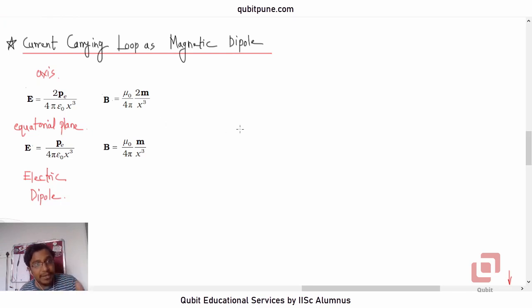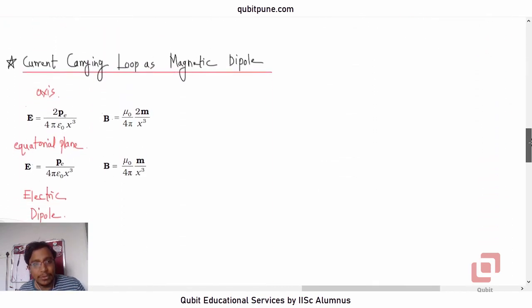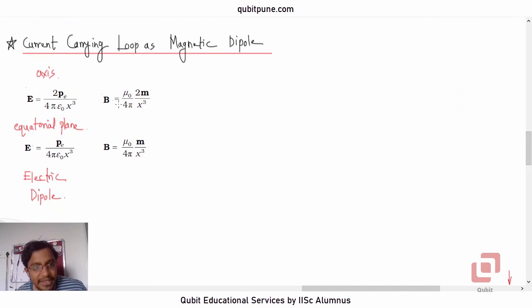We can define the magnetic moment of a current carrying loop, which we did already here: m bar is equal to N I bar. But it is due to this analogy. You can see the expressions resembling each other: 1 upon 4 pi epsilon naught, mu naught upon 4 pi, 2p electric dipole moment, m magnetic dipole moment, and x.